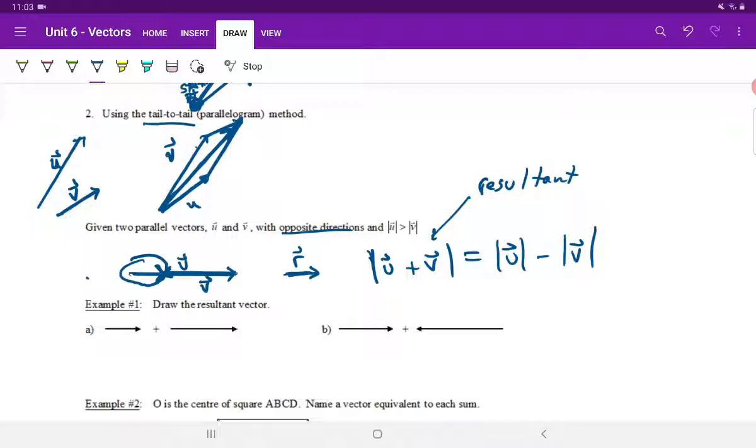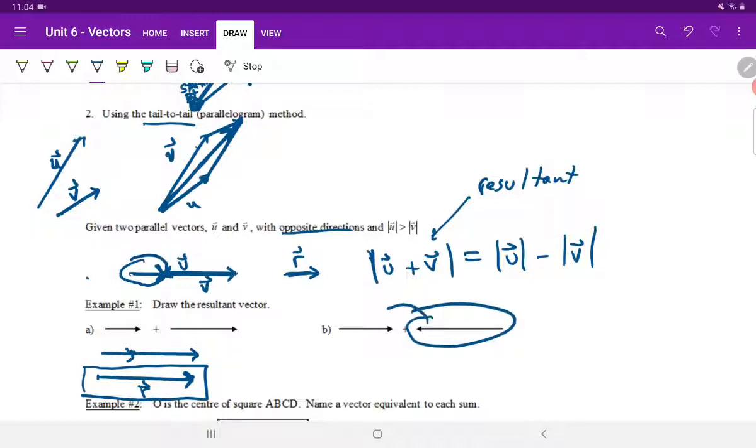So it says draw the resultant vector. No problem. I'm going to take this and then draw my other one, again, head to tail. So the resultant is simply going to be the addition of these two, which is the full distance here. So you just draw them head to tail. This is now your resultant. Okay, just adding them head to tail. Pretty straightforward.